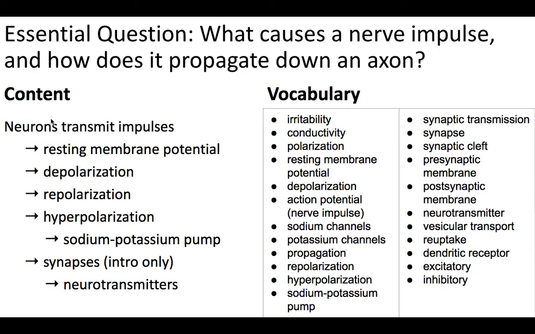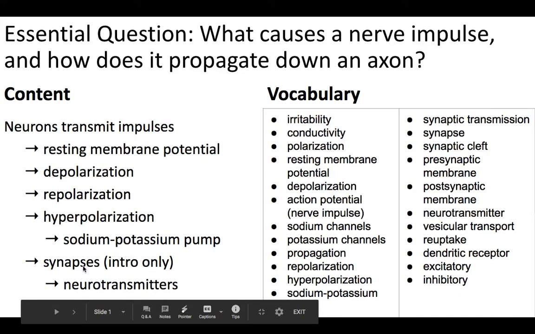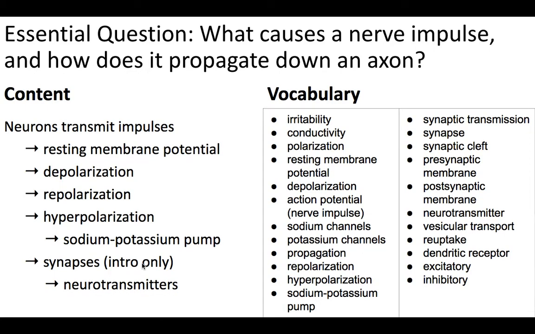So the content of this lecture is on how neurons are able to transmit impulses because of their resting membrane potential, which becomes depolarized and then later repolarized. And when they become hyperpolarized, the sodium-potassium pump fixes that so that they go back to their resting membrane potential. I'll also very briefly talk about synapses and neurotransmitters, but that is a topic for the next lecture.